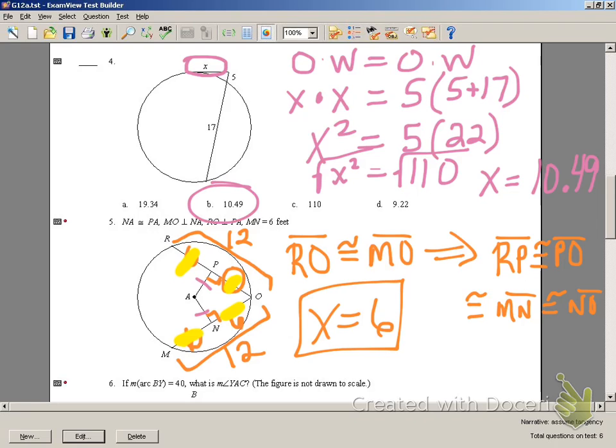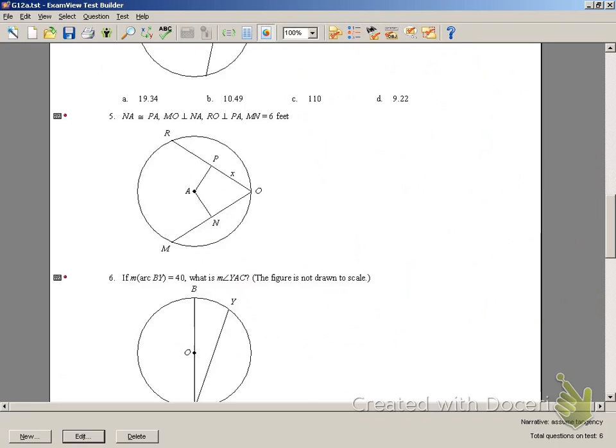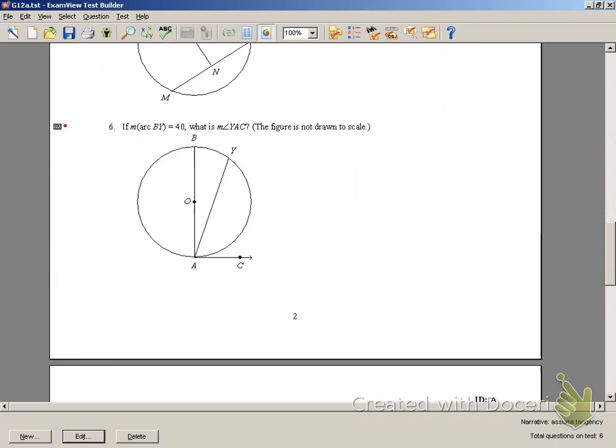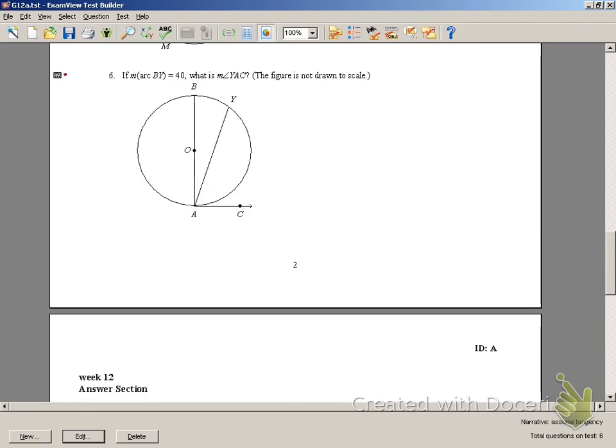And let's finish up with number 6. If the measure of arc BY equals 40, so this arc right here, BY, equals 40 degrees. What is the measure of angle YAC? We want to know this angle, YAC. The figure is not drawn to scale.